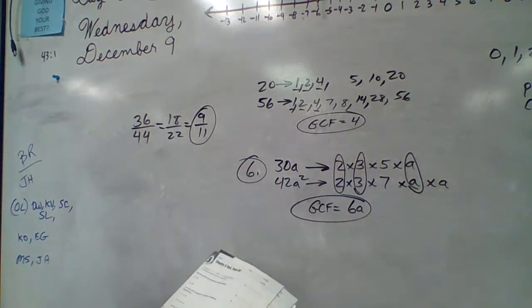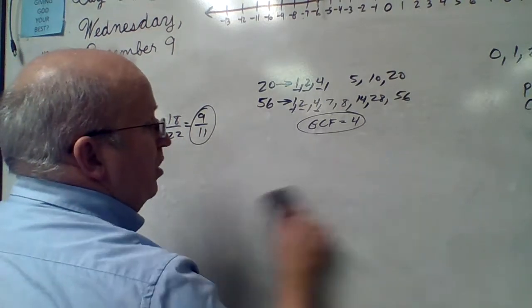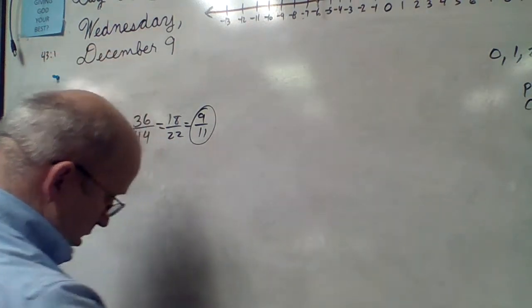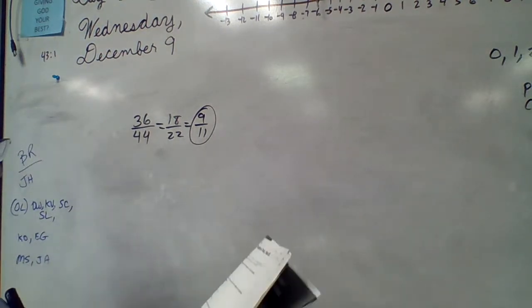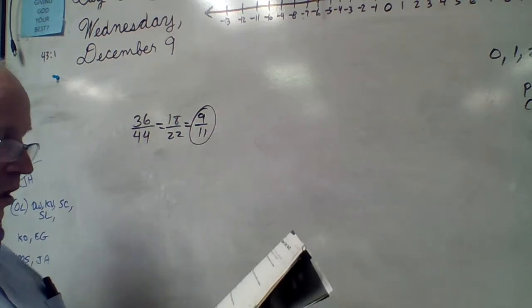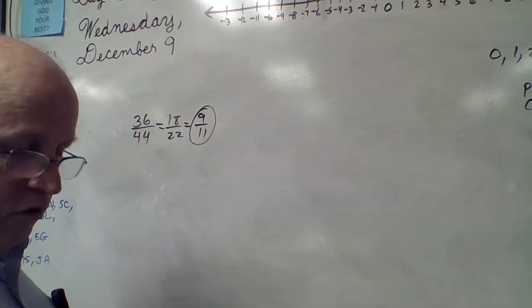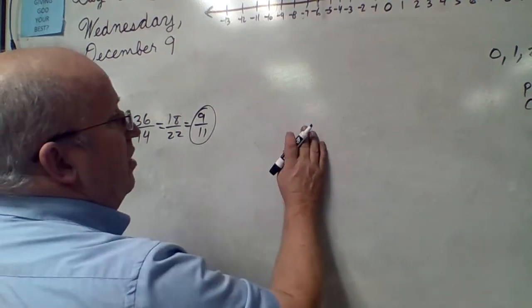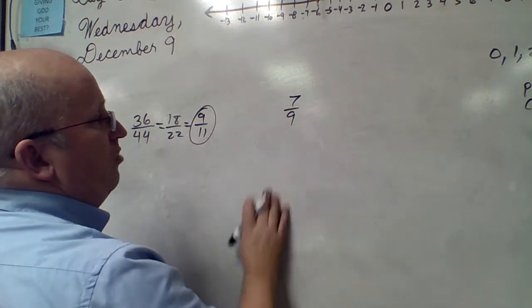How about 9, 10, and 11? Read the directions carefully for 9, 10, and 11. It says, write each fraction, mixed number, or a percent as a decimal, and use bar notation if the decimal is repeating. So all of these, they want us to change them into decimal numbers. I'm not going to do 8/9, but I'll do 7/9. How would I change that into a decimal?